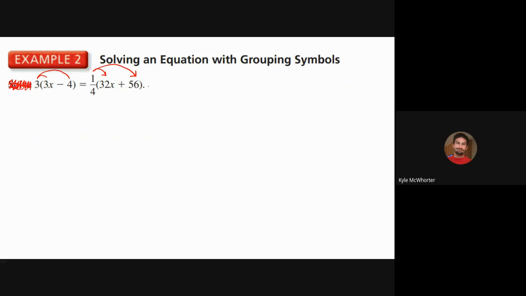So we're going to simplify both sides right now. So on the left side, 3 times 3x is 9x. 3 times negative 4 is negative 12. Now, here's the part you love, fractions. 1/4 times 32. Multiplying by 1/4 is the same as dividing by 4. So it might be easier to think of it 32 divided by 4. 32 divided by 4 is 8. So when we do 1/4 times 32x, that gives us 8x.